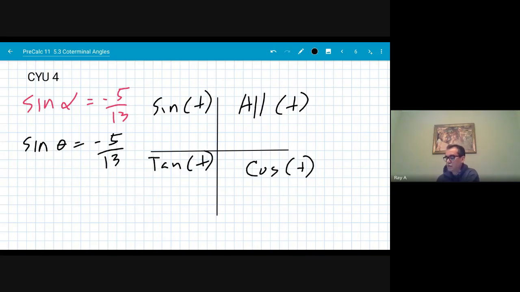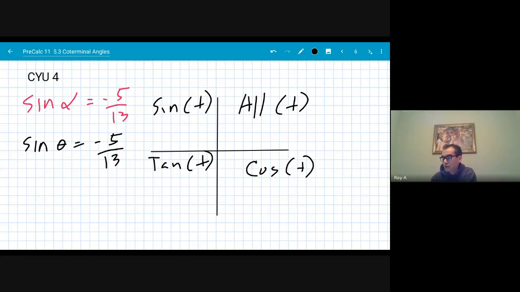So what I just wrote is the idea of CAST, a way of remembering the signs of the different trig ratios. Whatever I did not write in each of those quadrants means it's going to be negative.